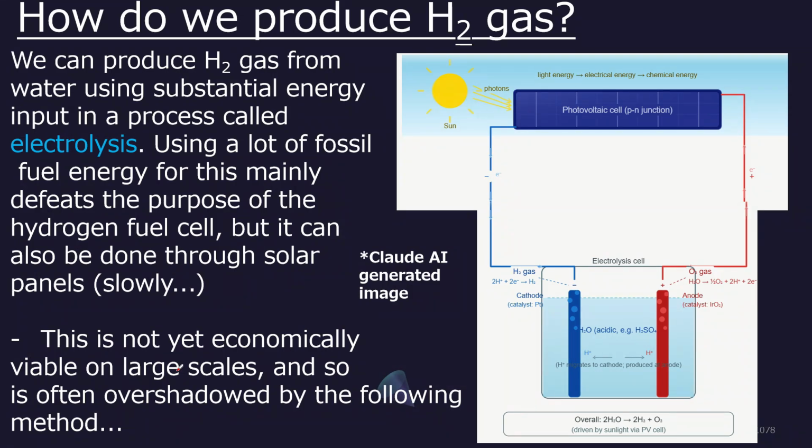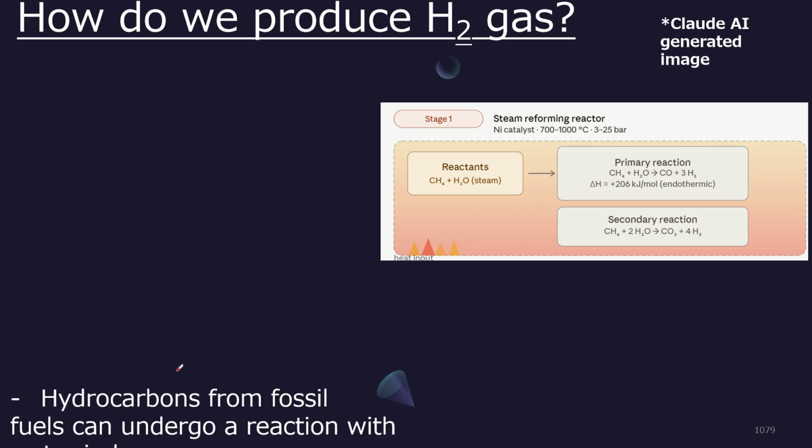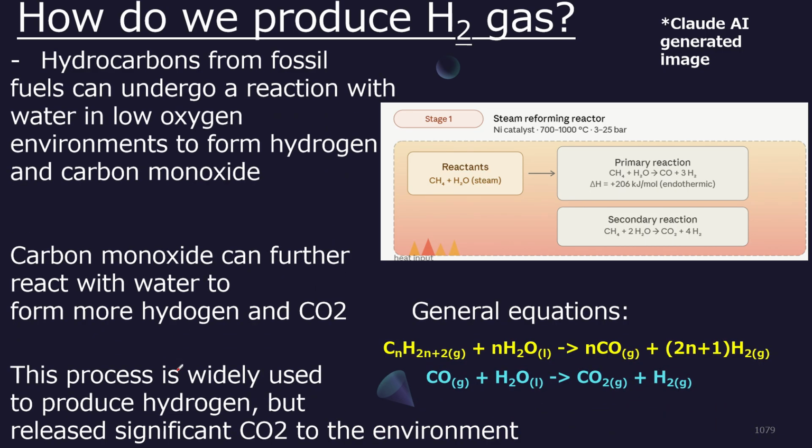This is not really economically viable on large scales yet, but maybe one of you can produce a better, more efficient system, and we can get hydrogen in a more eco-friendly way. And so this is often overshadowed by the following method that I have on the following slide. So the main way I think that we do get it is through something called steam reforming.